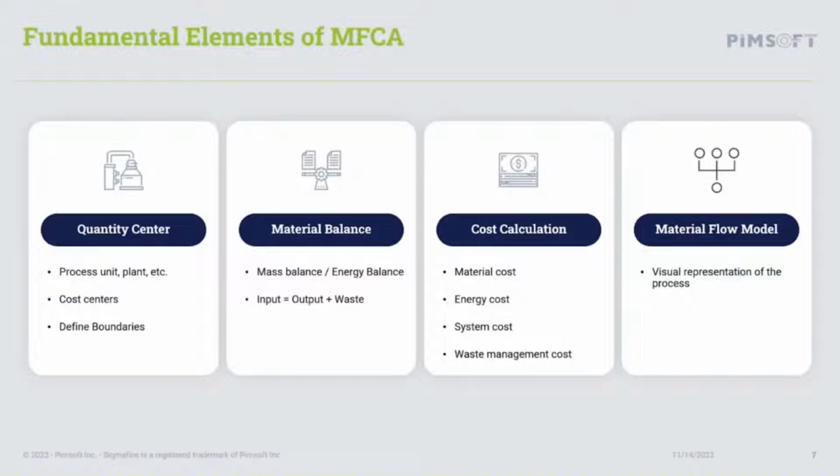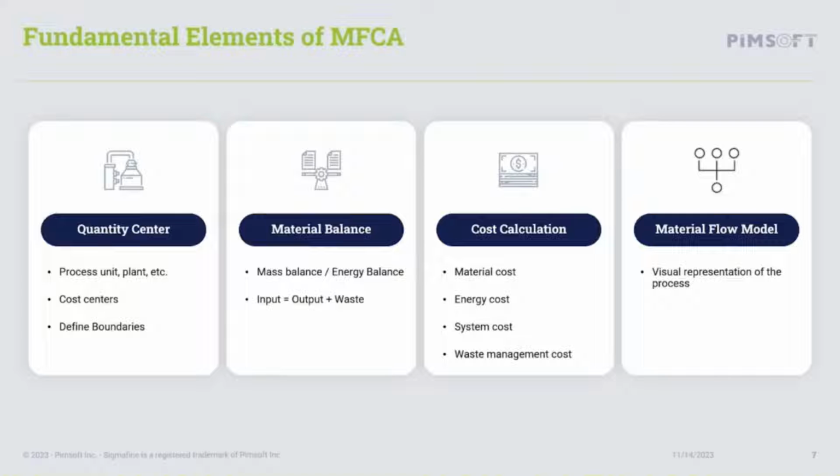Through MFCA, the material balance of inputs and outputs is linked to monetary units by assigning or allocating costs to all products and material losses. MFCA considers 4 types of costs, all of which are allocated to both products and material losses. So material costs, energy costs, system costs, and waste management costs.